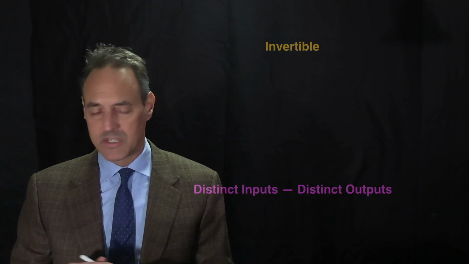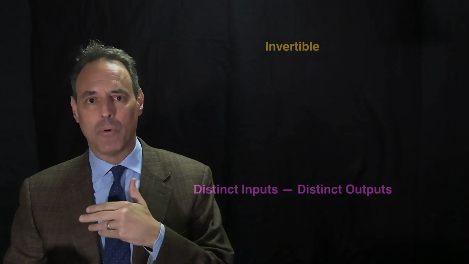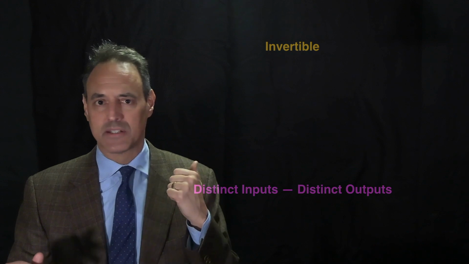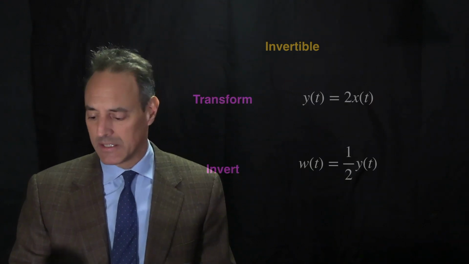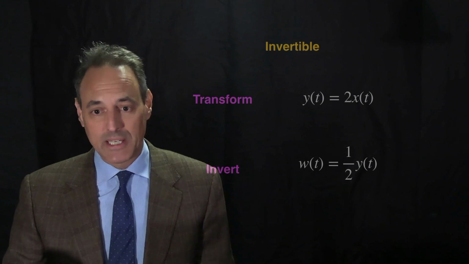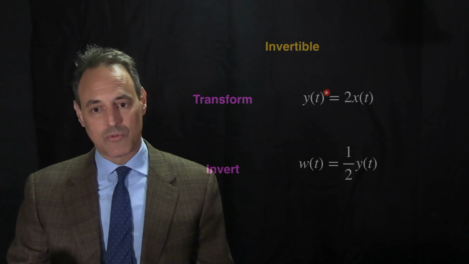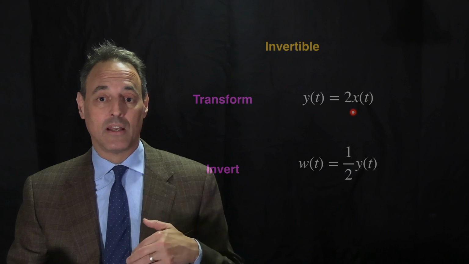Let's talk about invertible functions. Invertible functions are pretty simple. From a distinct input, I get a distinct output. So I can go back and forth with these. Whatever my output is, there is only one input that can give that to me. That's the idea. So here are some really simple transforms. I can take a transform y of t that is just 2x of t. So that is my function.